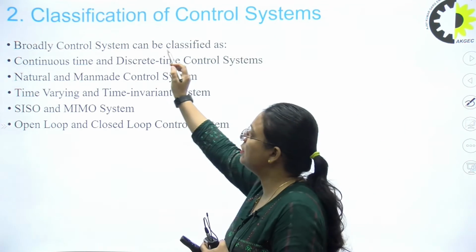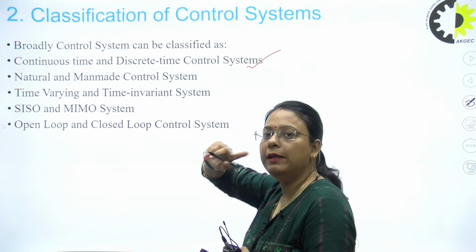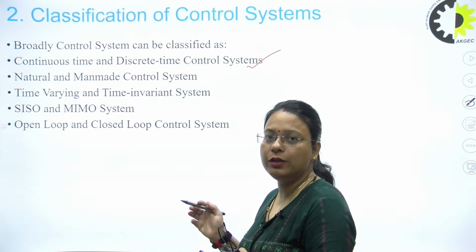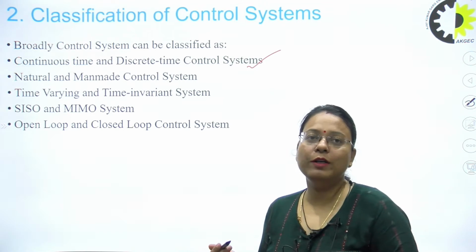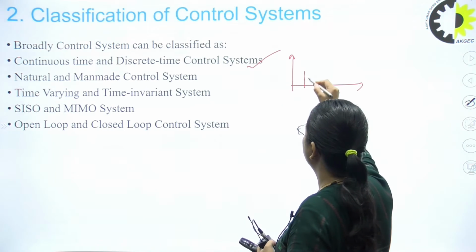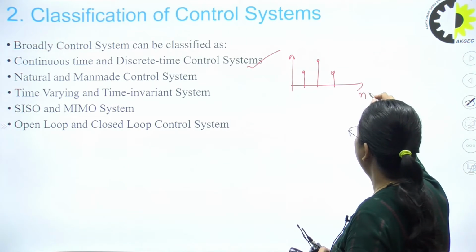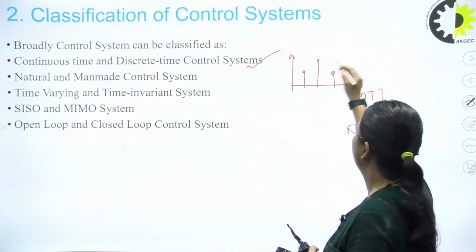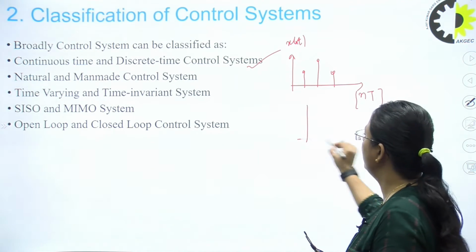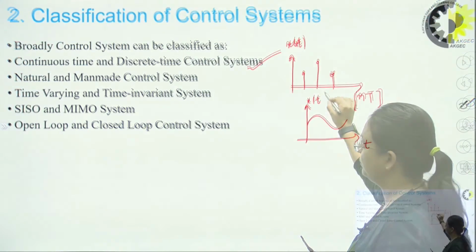Basically the control system is classified as continuous time system and discrete time system. In a continuous time system we get the input as well as output signals continuously in nature, for example a sine wave. For a discrete time system we will get the output at some instants. It's in discrete form like this. We can represent it by parenthesis nT, like this signal x(nT). For a continuous time system we'll represent it by small t. Let's say this is any continuous time system.